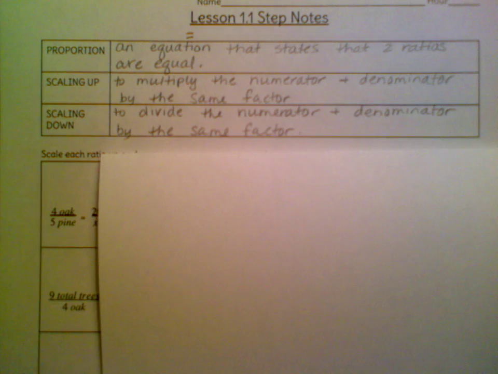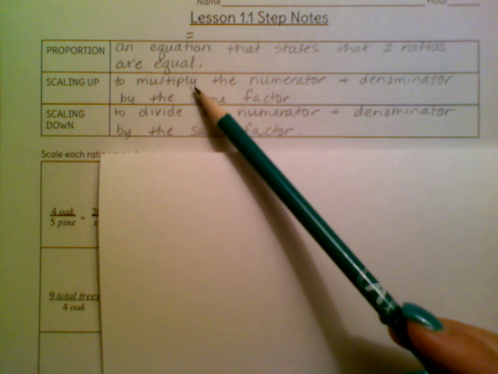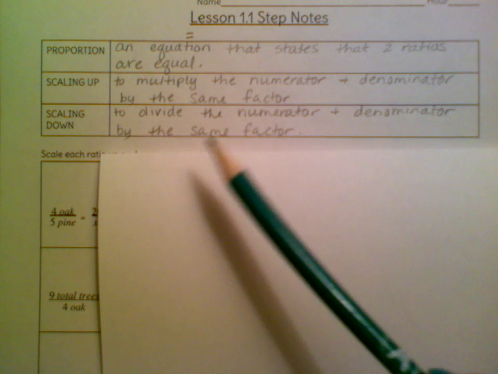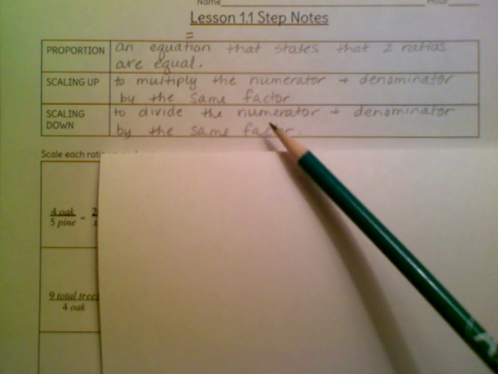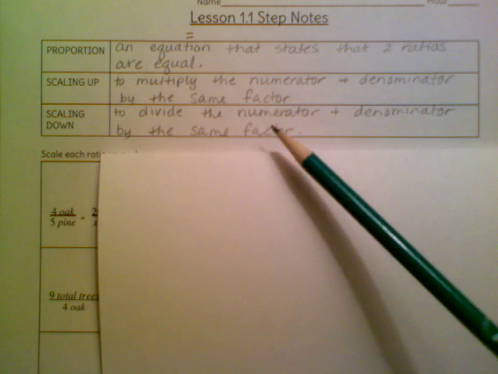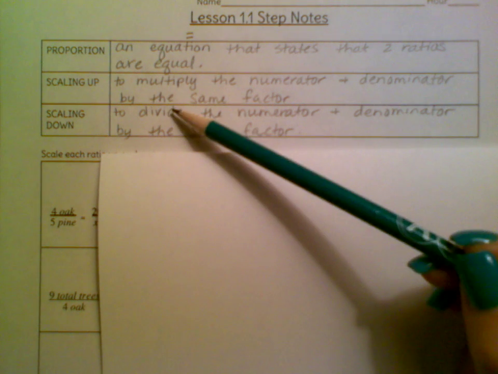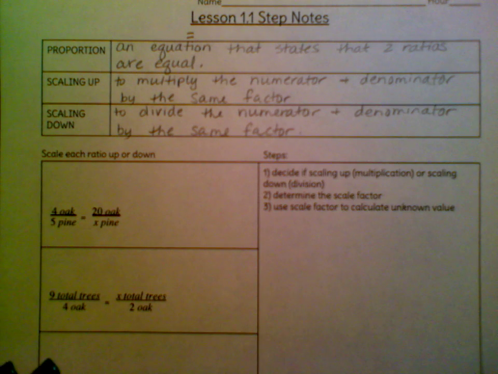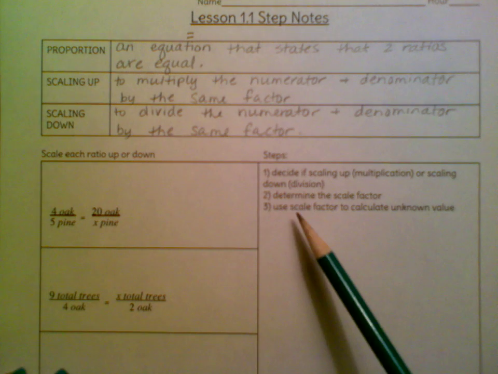And then what we're going to be working with is scaling up and scaling down. So scaling up means we're multiplying the numerator and the denominator by the same factor or the same number. And to scale down means to divide the numerator and denominator by the same factor. Notice we're multiplying and dividing, we're not adding or subtracting. So in the examples down below, we're going to follow these steps.